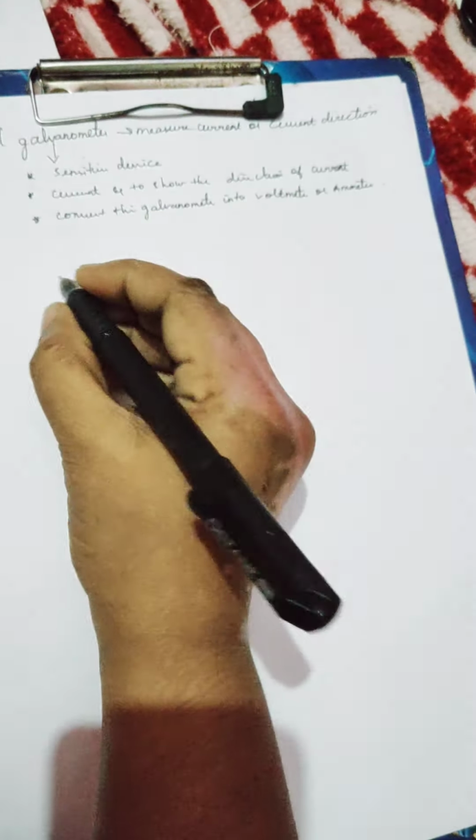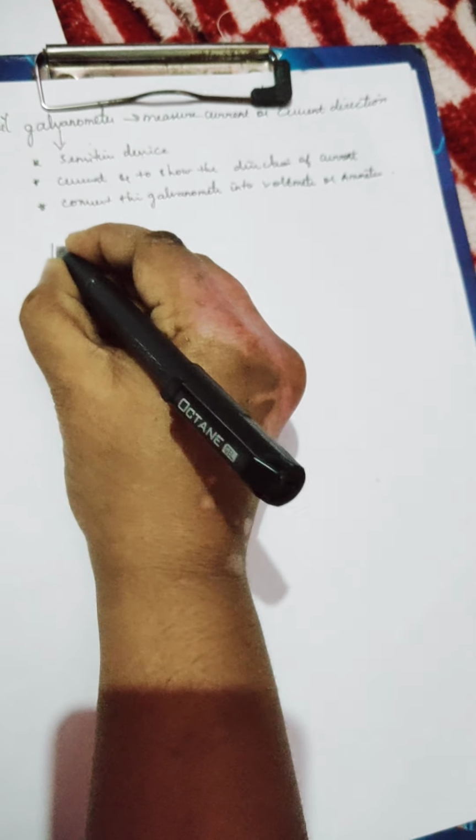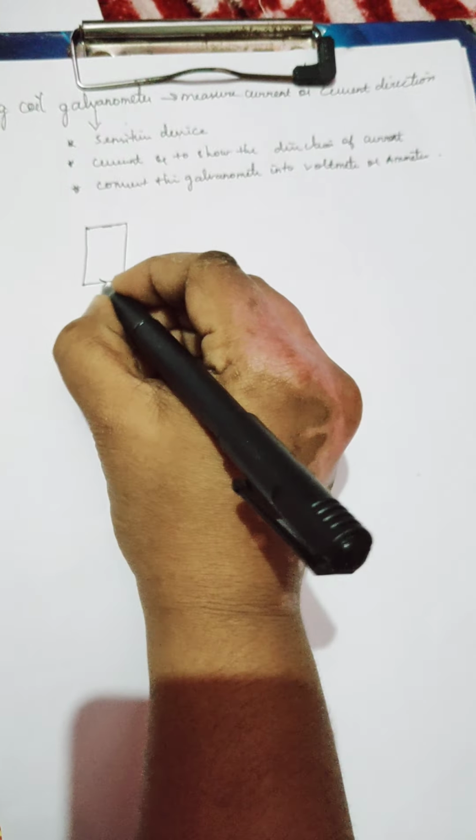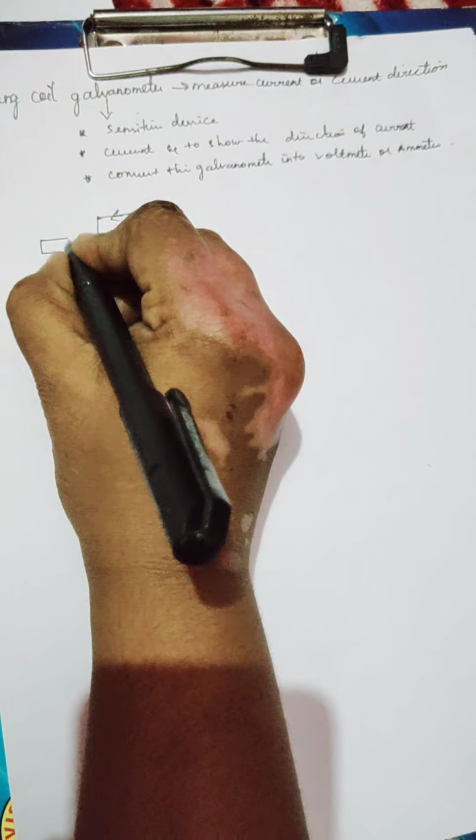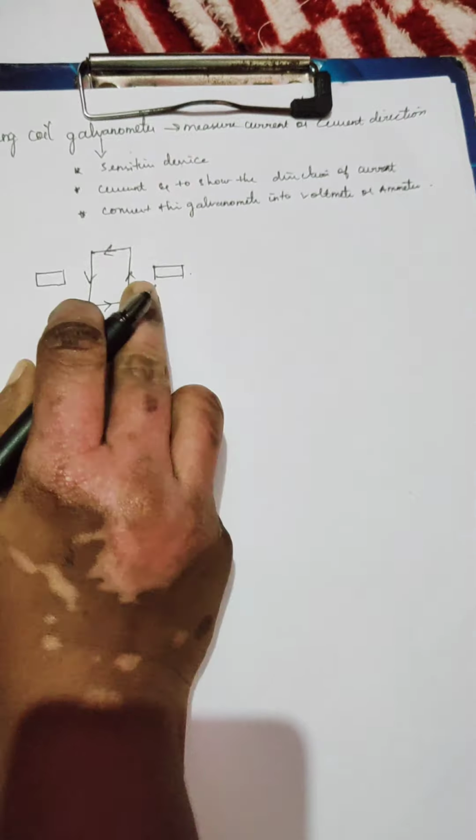To see the calculation and the working and construction, we need to know something from the previous topic. That's not included in your syllabus, but I'll tell it once. So here I have one rectangular coil, and I'm passing the current in this direction. And I have placed the bar magnet on the sides of the rectangular coil.